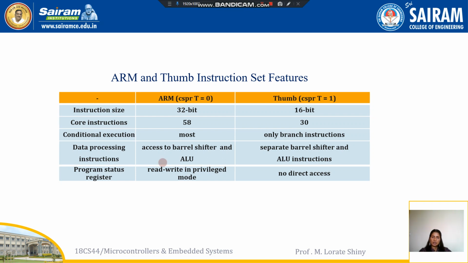Conditional execution. Most of the instructions are conditional instructions, but in Thumb state, only branch instructions are conditional. Next, data processing instructions. These data processing instructions have access to the barrel shifter and ALU, but in Thumb state we have separate barrel shifter and ALU instructions. Program status register. These have read and write access in privileged mode in ARM state, but in Thumb state there is no direct access to the CPSR register.